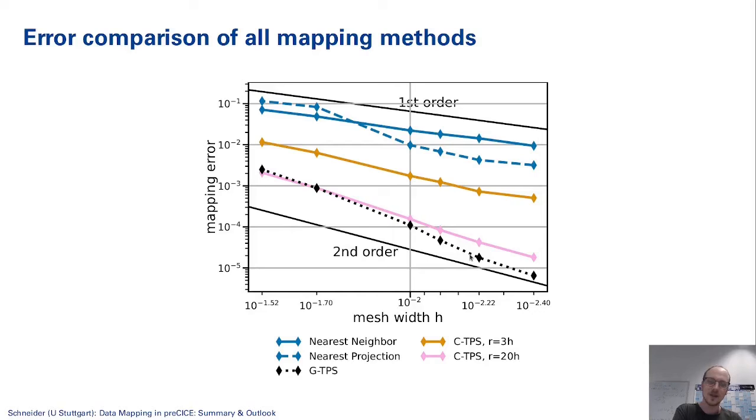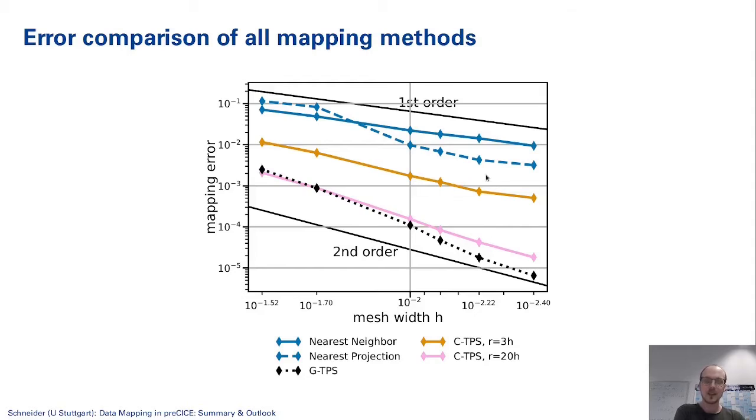and we get at least second order accuracy, partially even a higher convergence order than second order. Then we also see that our compactly supported RBFs become more accurate if we increase the support radius. We have one line indicating a compactly supported RBF with R equals 20H, meaning that we cover 20 vertices in radial direction, and we have R equals 3H, meaning that we only cover 3 vertices in radial direction. We mostly get second order accuracy, but as we see, we get a much more accurate method when we increase the support radius, which is of course also what we would expect.